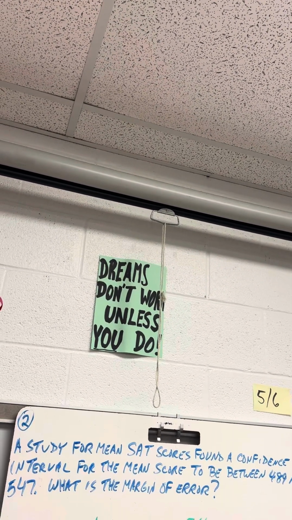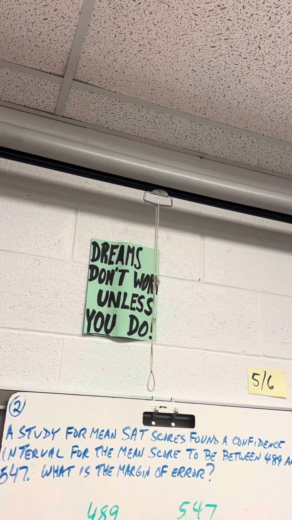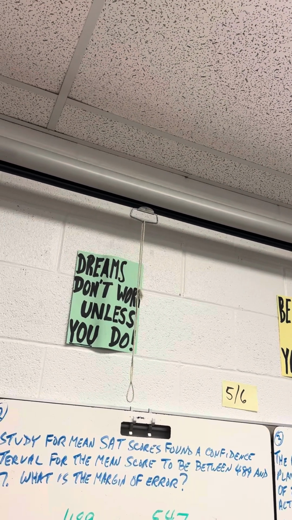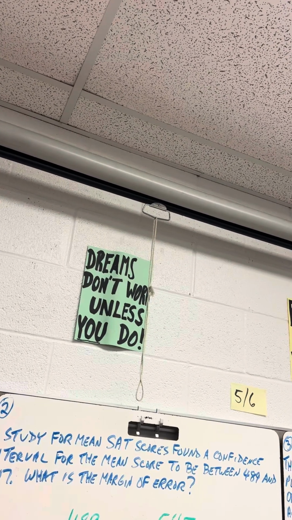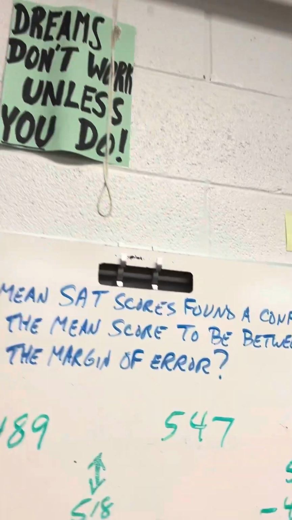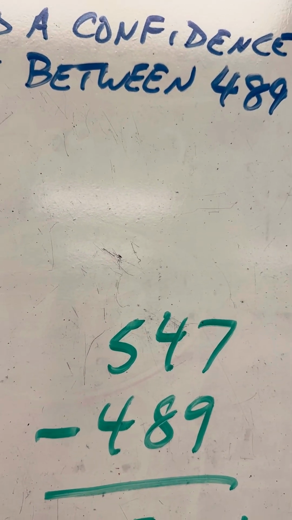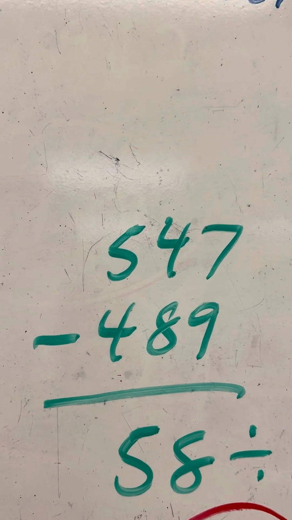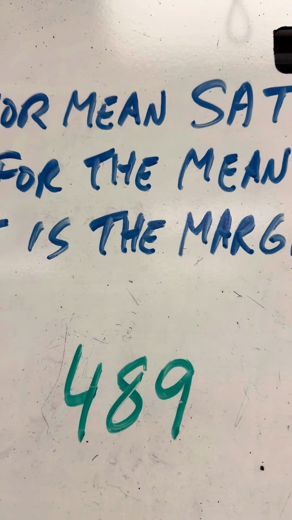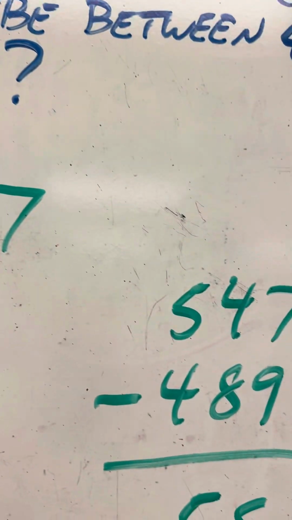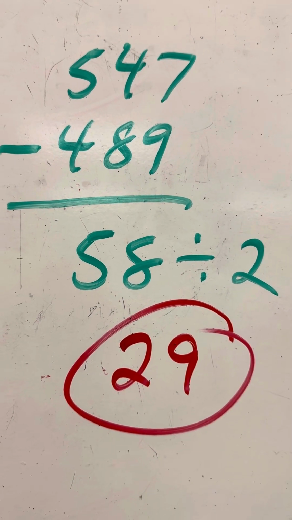A study for mean SAT scores found a confidence interval for the mean score to be between 489 and 547. What is the margin of error? There's two ways to do this. First way, you take 547 and you subtract 489. That's a difference of 58. 58 is the distance from 489 to 547. So if you divide that by 2, you get 29. That's your margin of error.